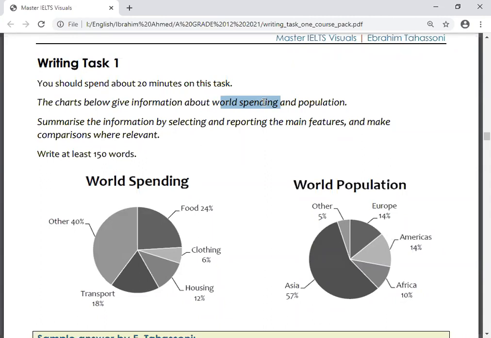One of the 4 things you are graded according to is called TA or task achievement. You are asked about 2 points, 2 things. If you cover one only, then you'll get a bad mark in task achievement.